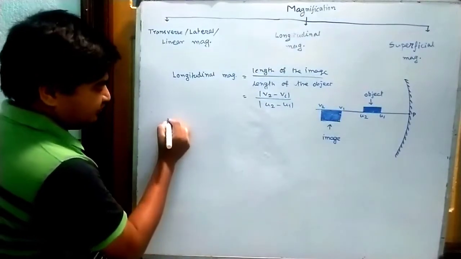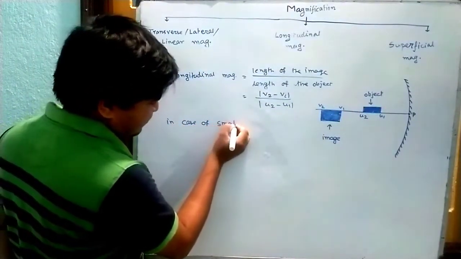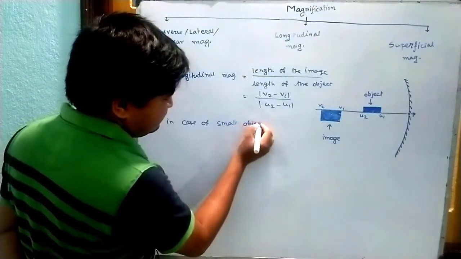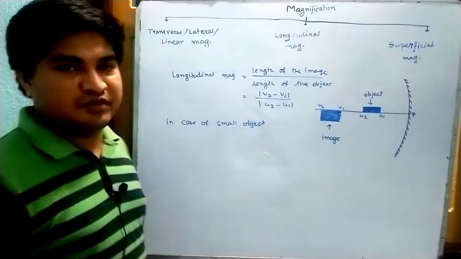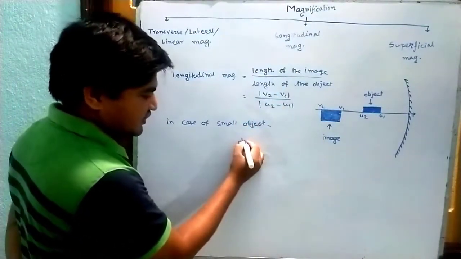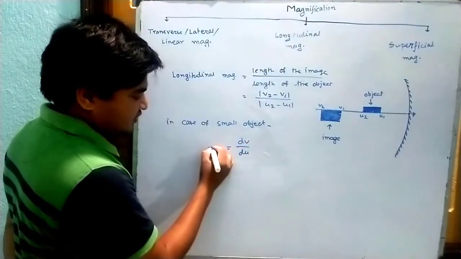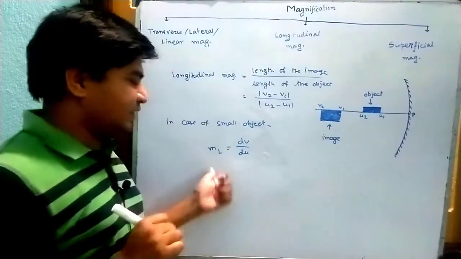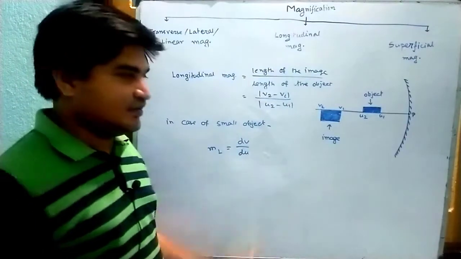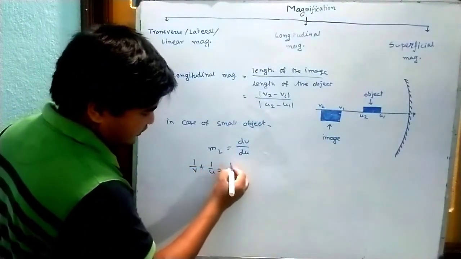But in case of a small object, the image will also become small. In this case, this v2 minus v1 is represented as dv and this u2 minus u1 is represented by du. So here the longitudinal magnification is defined as dv by du, and we know that 1 by v plus 1 by u equals 1 by f.